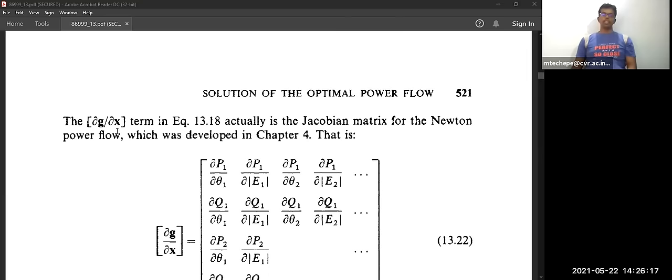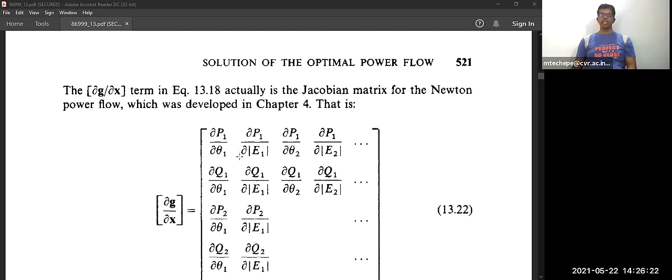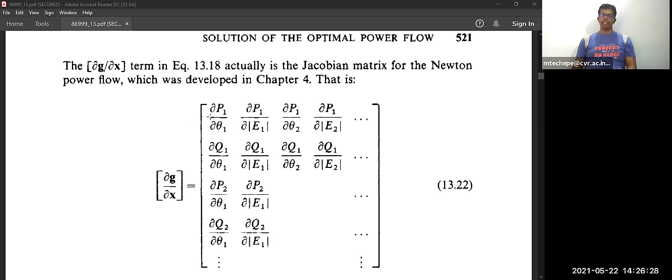Next, dou g divided by dou x. Dou g divided by dou x, actually this is the Jacobian matrix. If you see like this dou g divided by dou x: dou p divided by dou theta 1, next dou p divided by dou e1, dou p divided by dou theta 2, dou p divided by dou e2, like that it may continue.